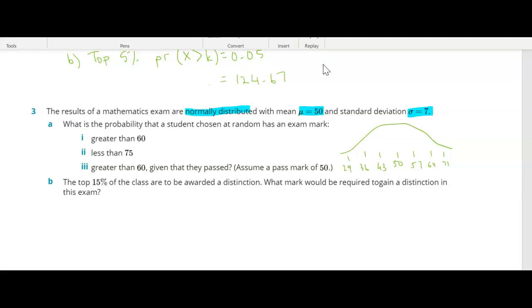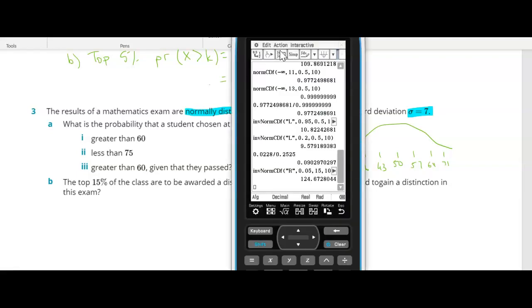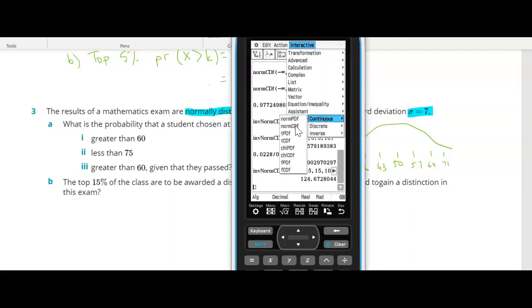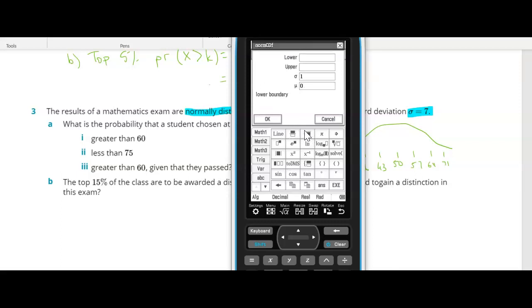Just make sure I've done that correctly. Okay, so these percentages we can't get from the 68, 95, 99.7% rule. So we're just going to have to use the calculator similar to the way we did before. So I'll just use it straight from the main screen. All right, greater than 60, so our lower bound is 60.